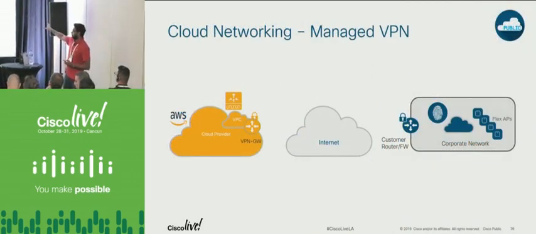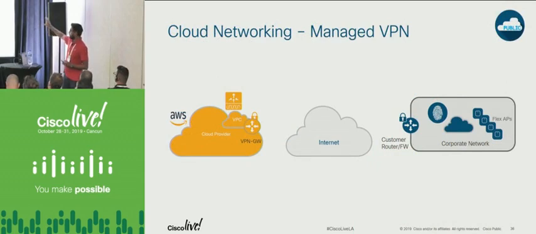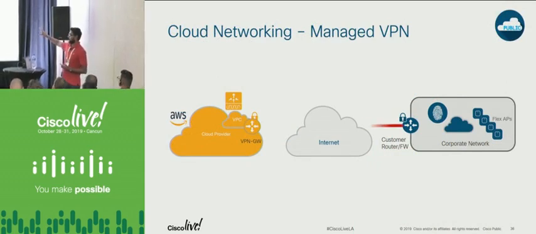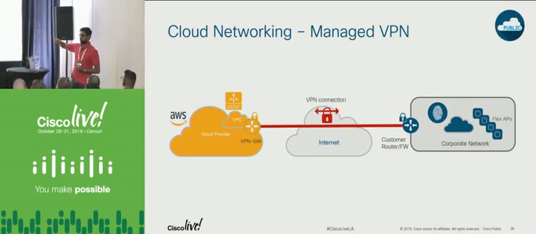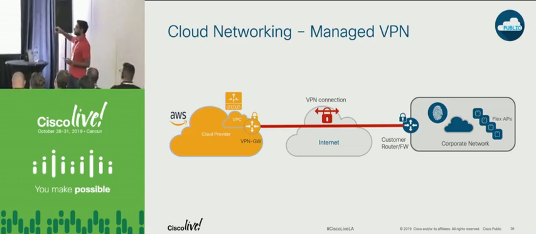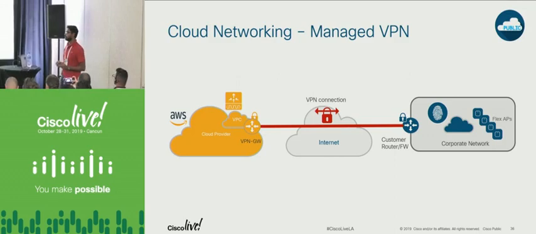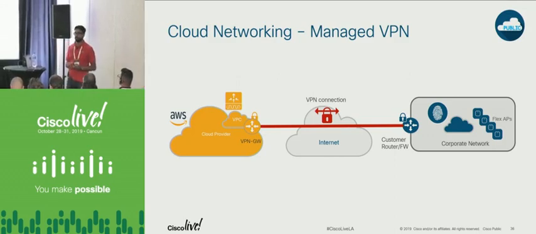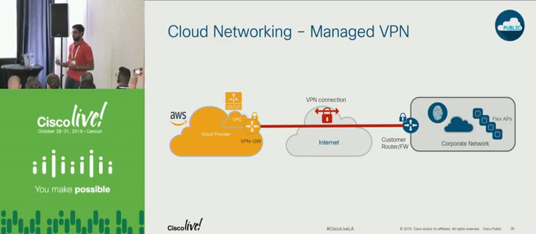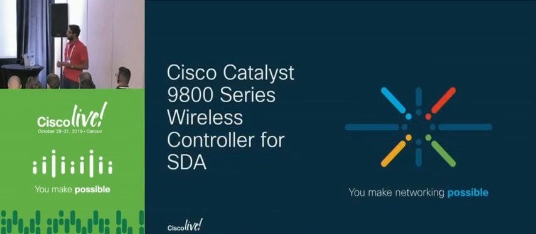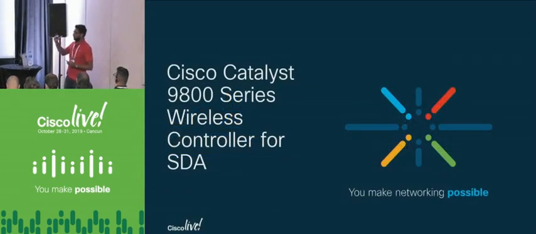For a branch deployment, you would need a router and a managed VPN connection back into the Amazon Web Services to start getting your access points managed by the Amazon Web Services-based 9800 public cloud offering. So this is the only mode that is supported. There are future modes that are coming in. And that's for the cloud offering.